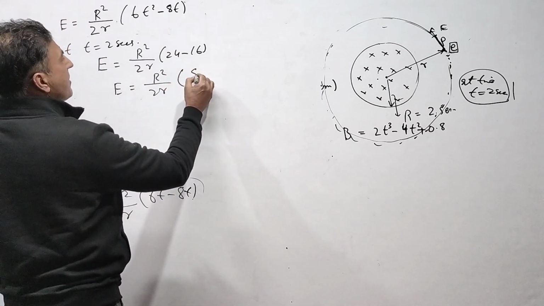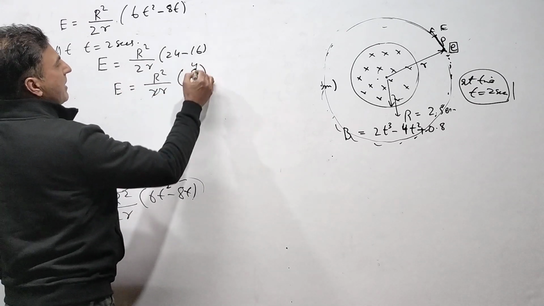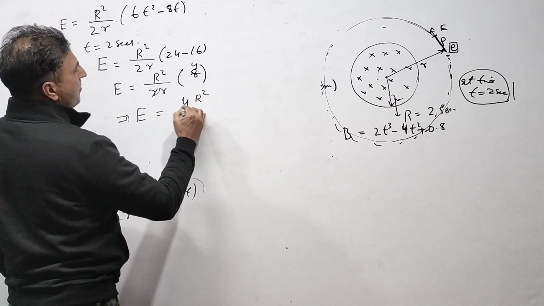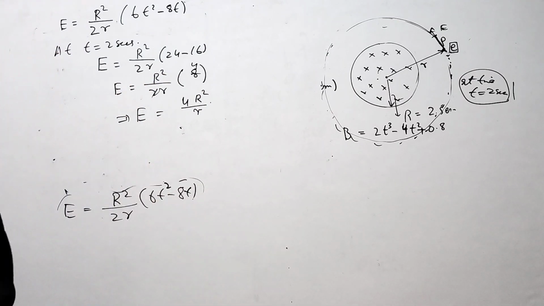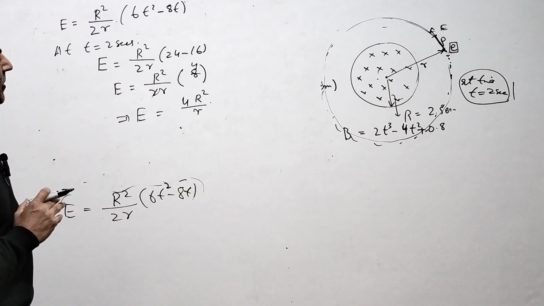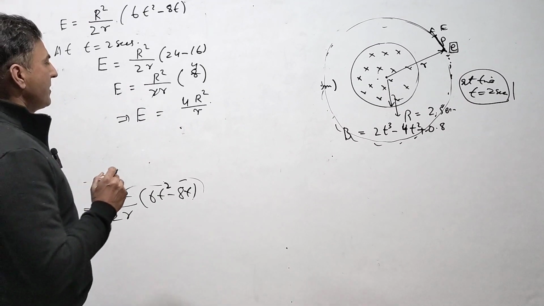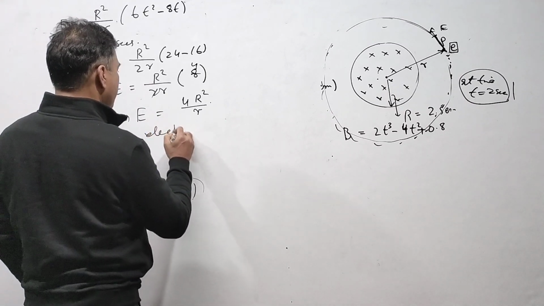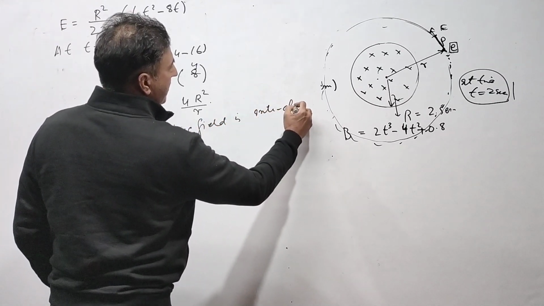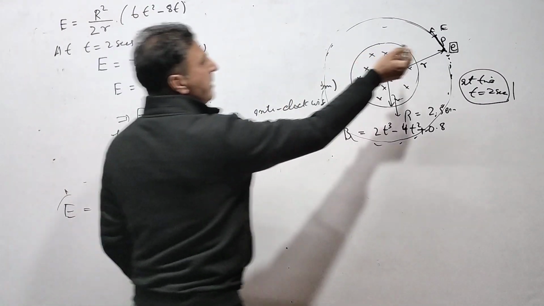It is 8 only, okay. E is equal to r square by 2r into 8, that is E equal to 4r square by small r. That is our electric field. Now that we have this electric field, is it clockwise or anti-clockwise? The electric field is anti-clockwise. Why? Because the electric field value is positive, and a positive electric field is anti-clockwise.